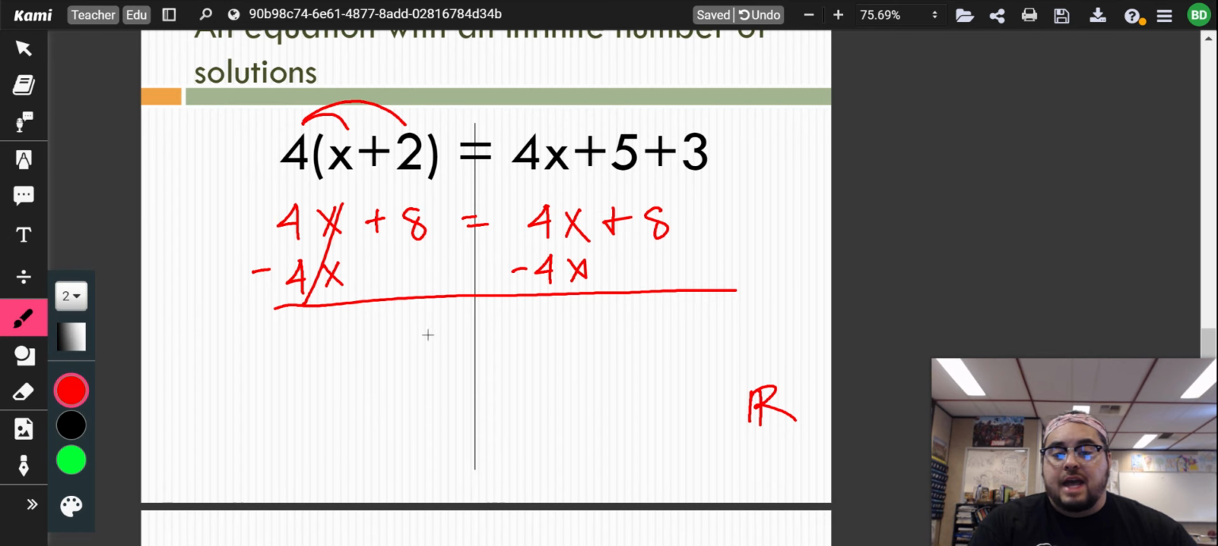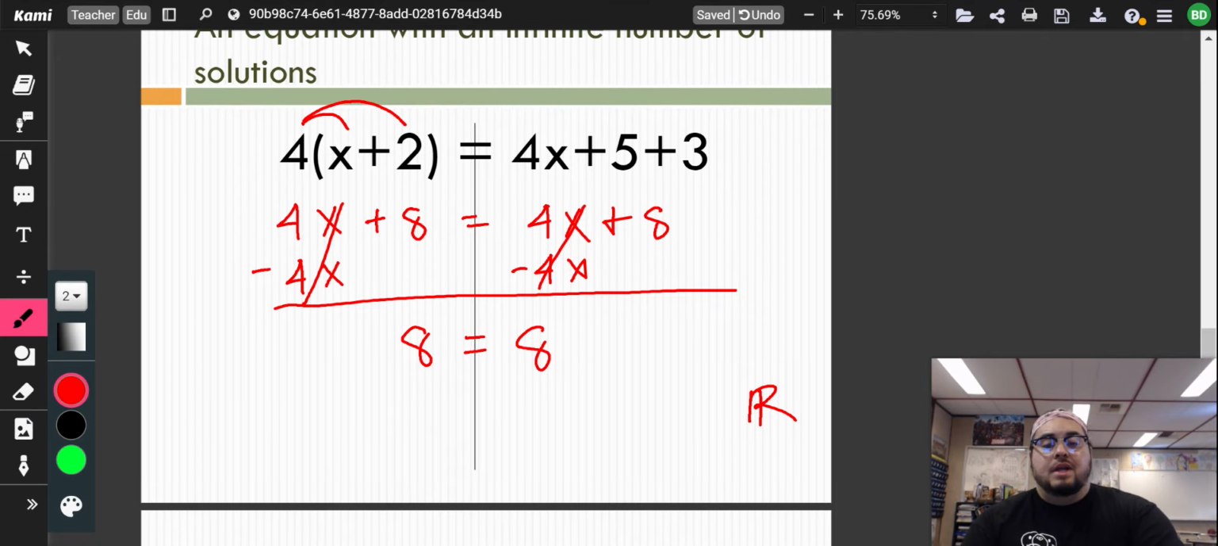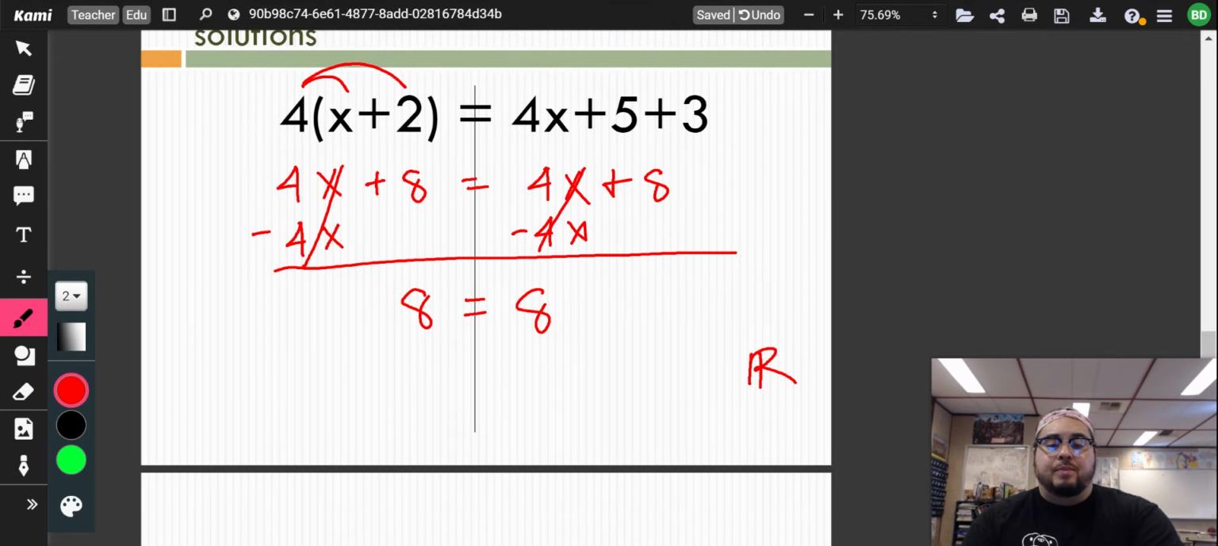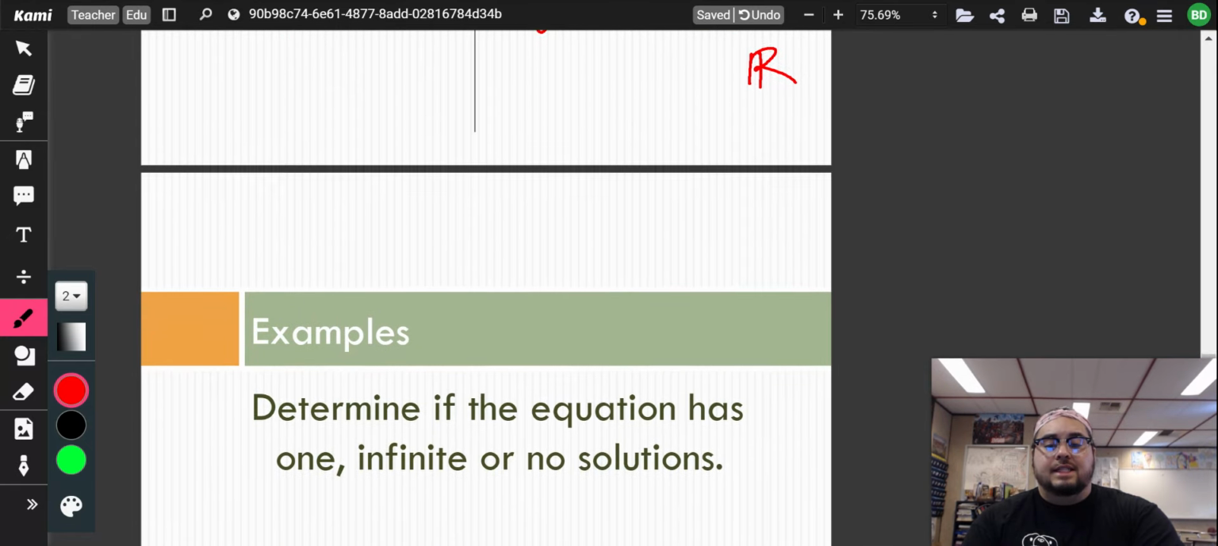And if I do that, I get 8 equals 8, which I know is true. That's always going to work. So that means, again, that I can pick any number I want. It doesn't have to be 8. I can pick any number I want and plug that in, and the equations will work. Okay. Now, I have 3 examples, and this is our task.